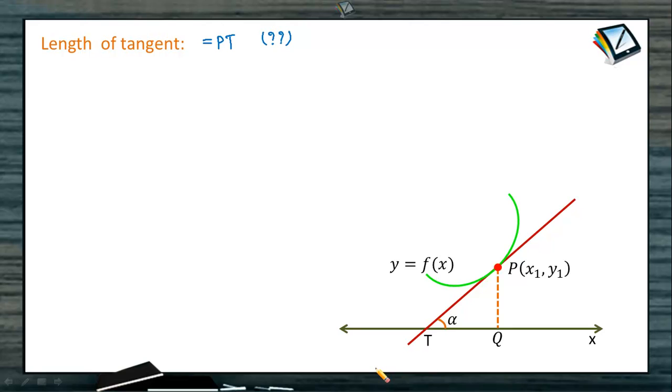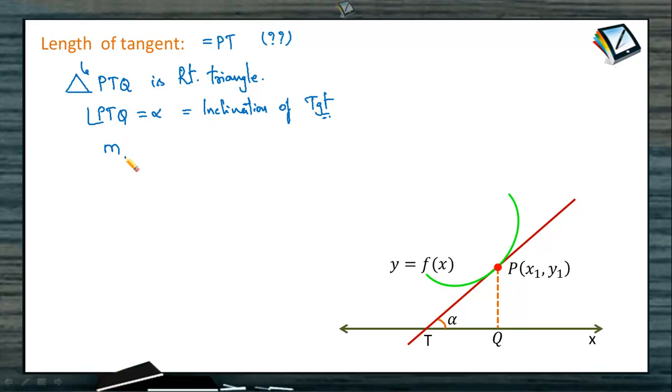Then what kind of triangle is PTQ? Clearly, triangle PTQ is a right angle triangle, right? And it's a right angle triangle where angle PTQ is alpha. Then if you observe the diagram, alpha is the inclination of this tangent, right? If alpha is the inclination of the tangent, shall we say the slope of the tangent is tan alpha? But calculus tells us this value of tan alpha is nothing but the derivative of f, that is dy by dx, measured at the point P, isn't it?